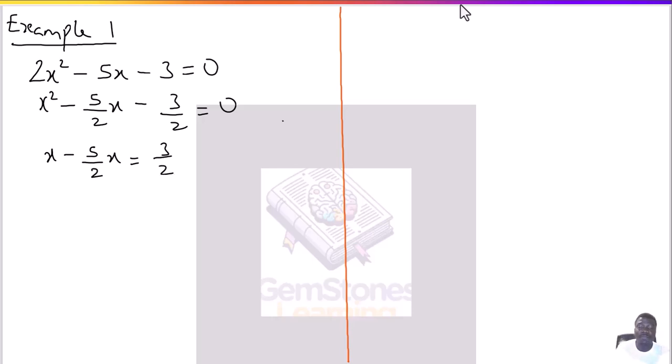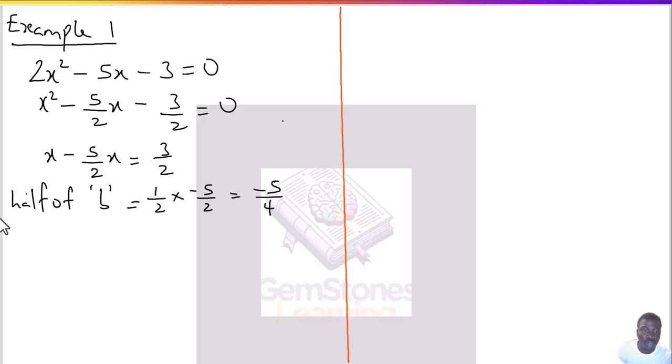After that, add the square of half of b to both sides. So now, what is my b? My b is negative 5 over 2. So what is half of it? Half of b will now be equal to 1 over 2 times negative 5 over 2, and that will be negative 5 over 4.